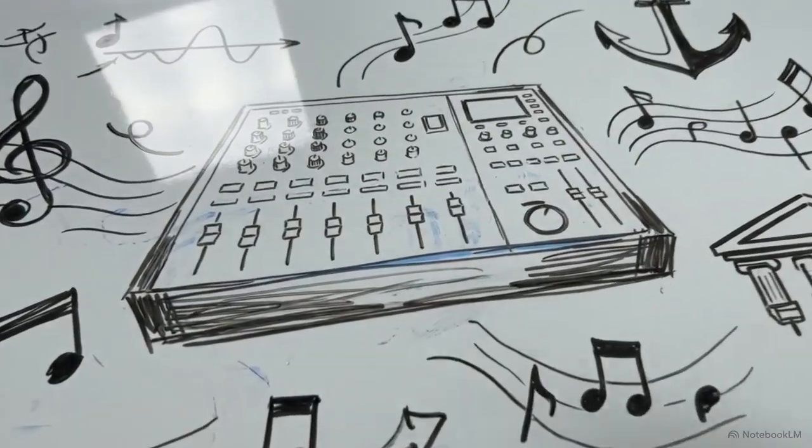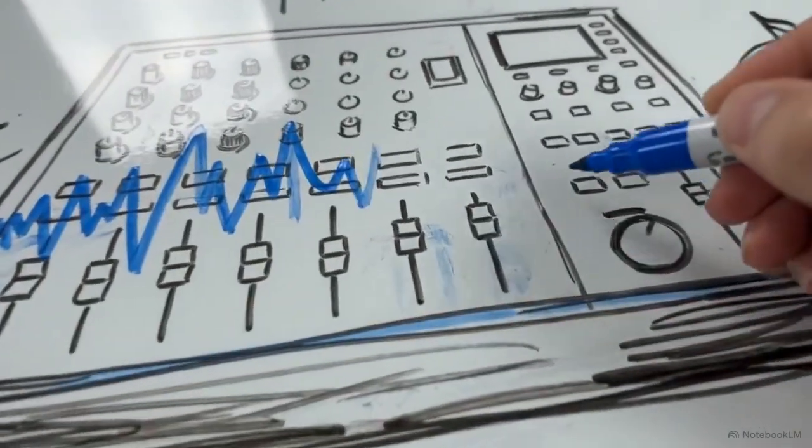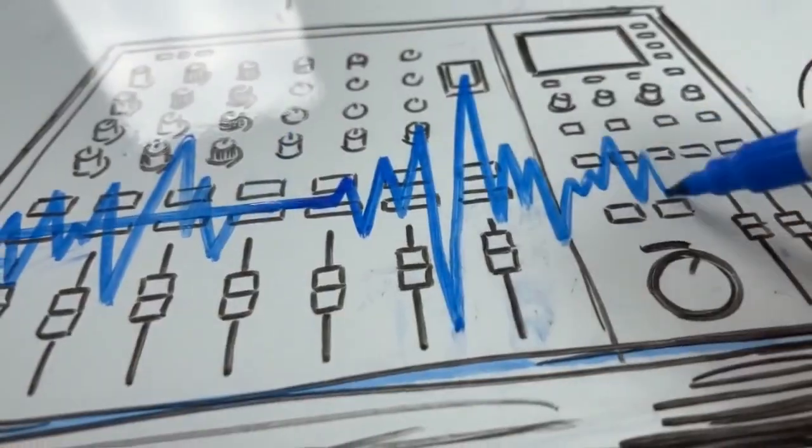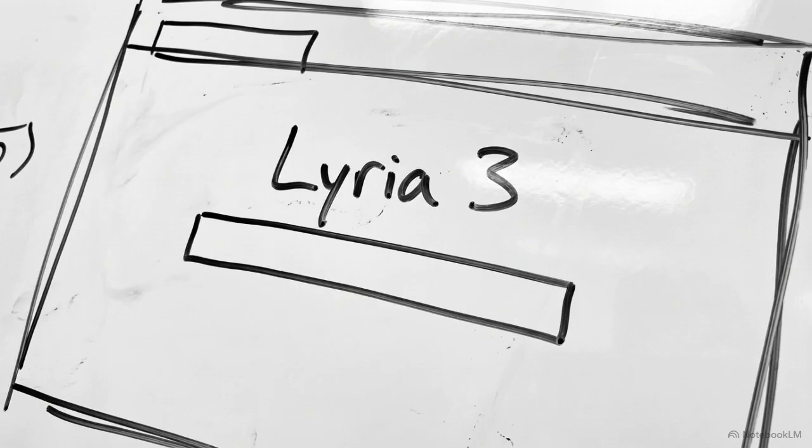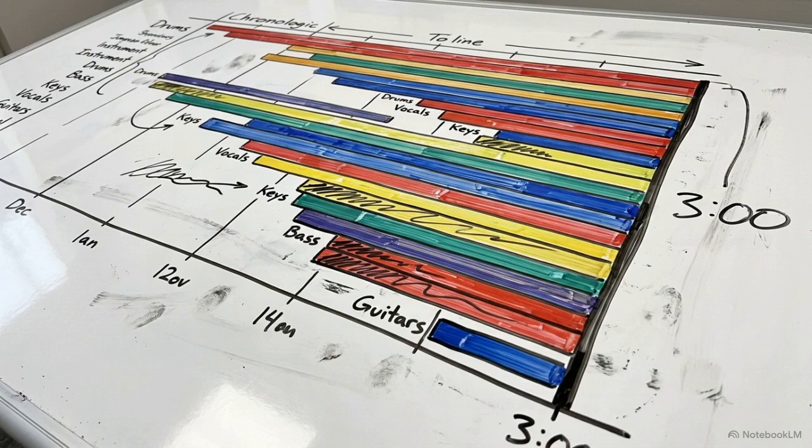We've all hit that wall. You type a prompt, wait for the generation, and get a looping 30-second jingle that fades out right when it should be getting good. Lyria 3, integrated directly inside Creative Fabrica Studio, allows you to render fully arranged musical compositions up to 3 minutes long.